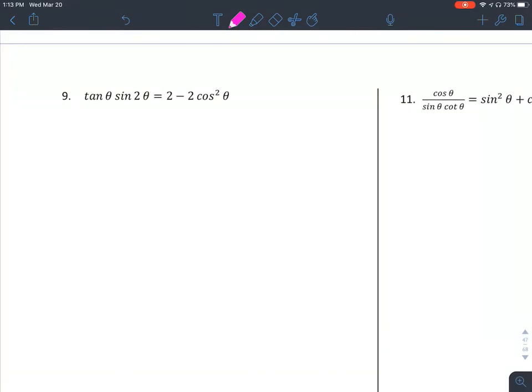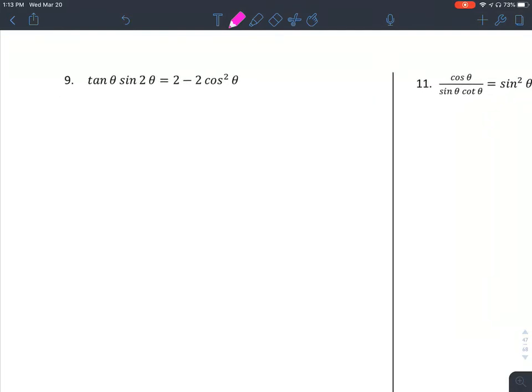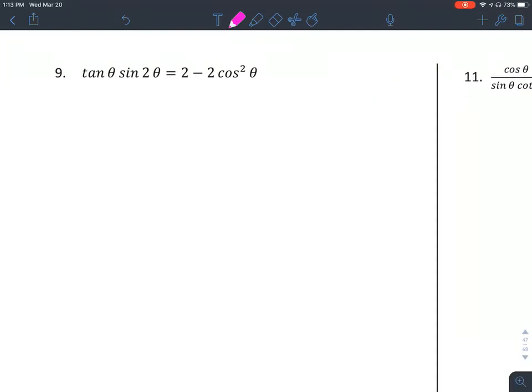Let's see, we just got 4 more to do. Number 9, we got this fella. Left side looks more complicated to me, so I'm going to work with it. I'm going to change tangent to sine over cosine. Sine of 2 theta is the same as 2 sine of theta cosine of theta. It's a double angle identity. Cosines cancel. Let's give me 2 sine squared of theta. Don't know what else to do with that.